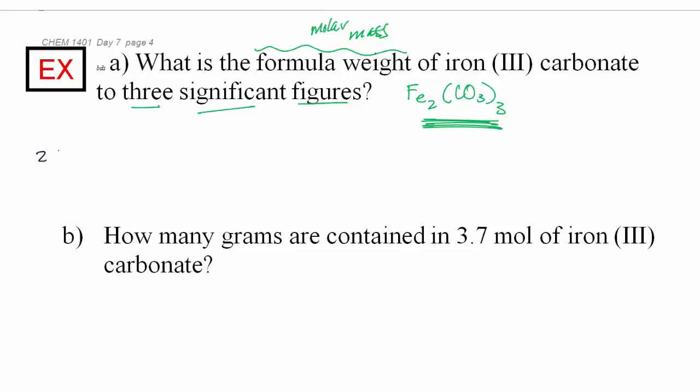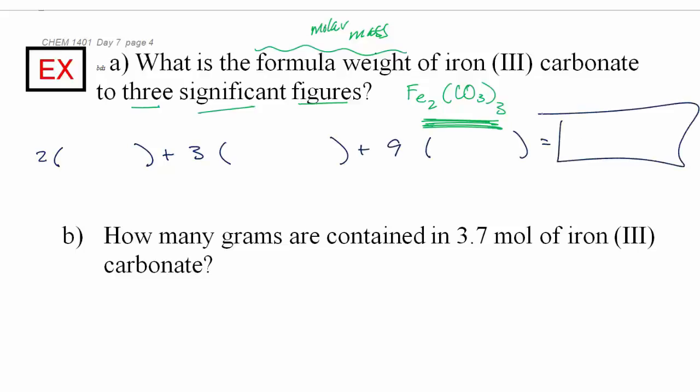So we have to take 2 times iron plus 3 times carbon plus 9 times oxygen, and we'll have our answer. So let's look these up.